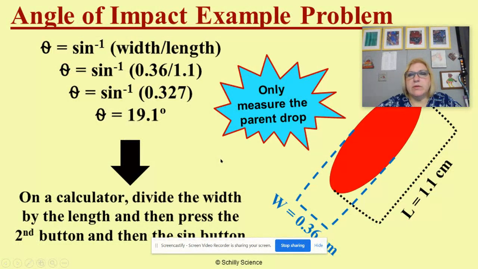So here's an example of that. You measure the parent drop, not the satellite droplets around it, not the spines around it. You take your length, which is 1.1 centimeters here, and your width, 0.36 centimeters here, divide those, and then take the arc sine, and you'll end up with 19.1 degrees.